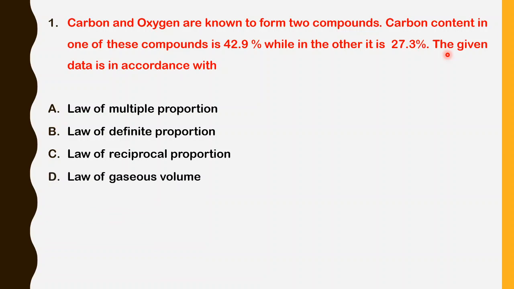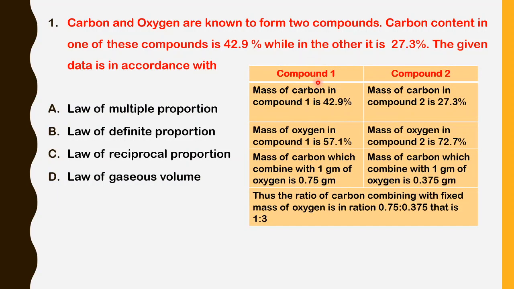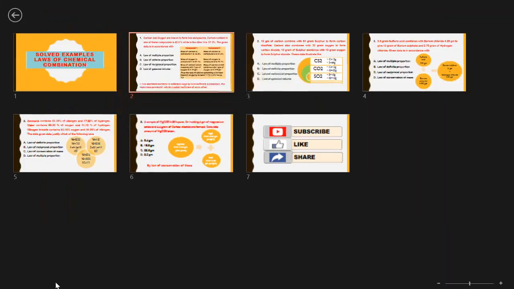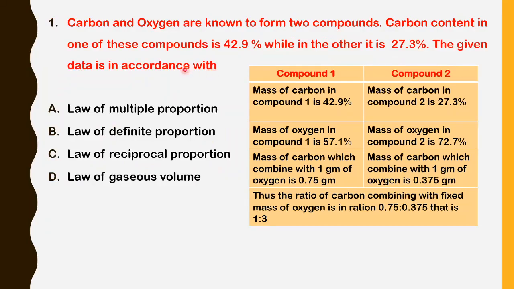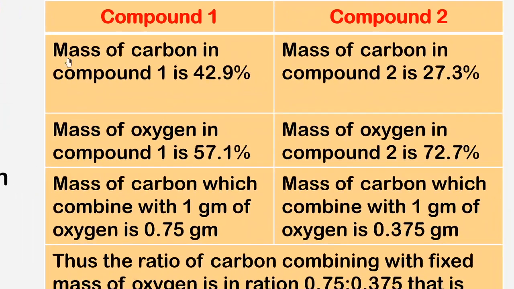Whenever you get such a sum, as it is given that it is forming two compounds, you have to construct a table which indicates compound 1 and compound 2. Hope this table is visible to you. I am going to make it a zoom view for your better understanding. So this is a zoom view for you.